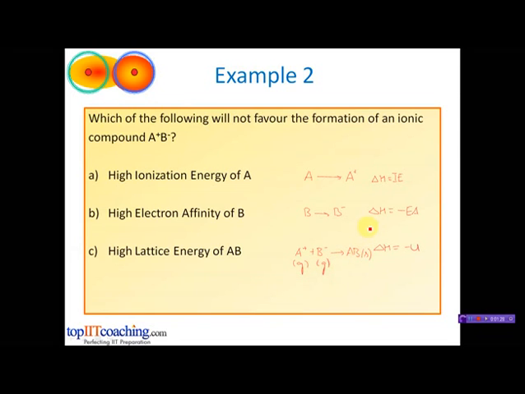So ionization energy is the energy which is to be supplied among these three. In case ionization energy is very high, then the energy barrier may be so high that it may not be overcome by the sum of the energy released in the other intermediate steps. In that case, ionic compound AB may not be formed. So our answer will be A, that is high ionization energy of A.